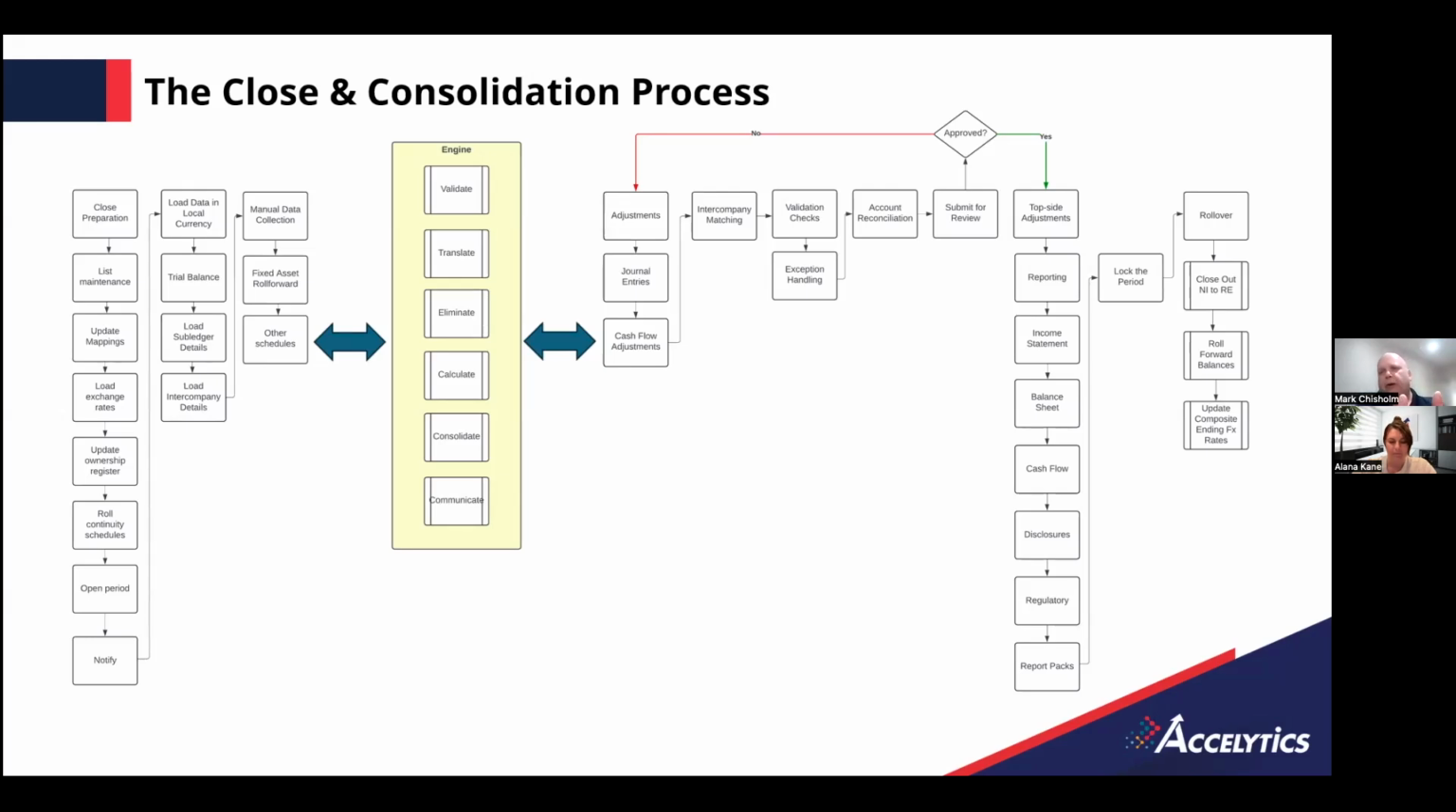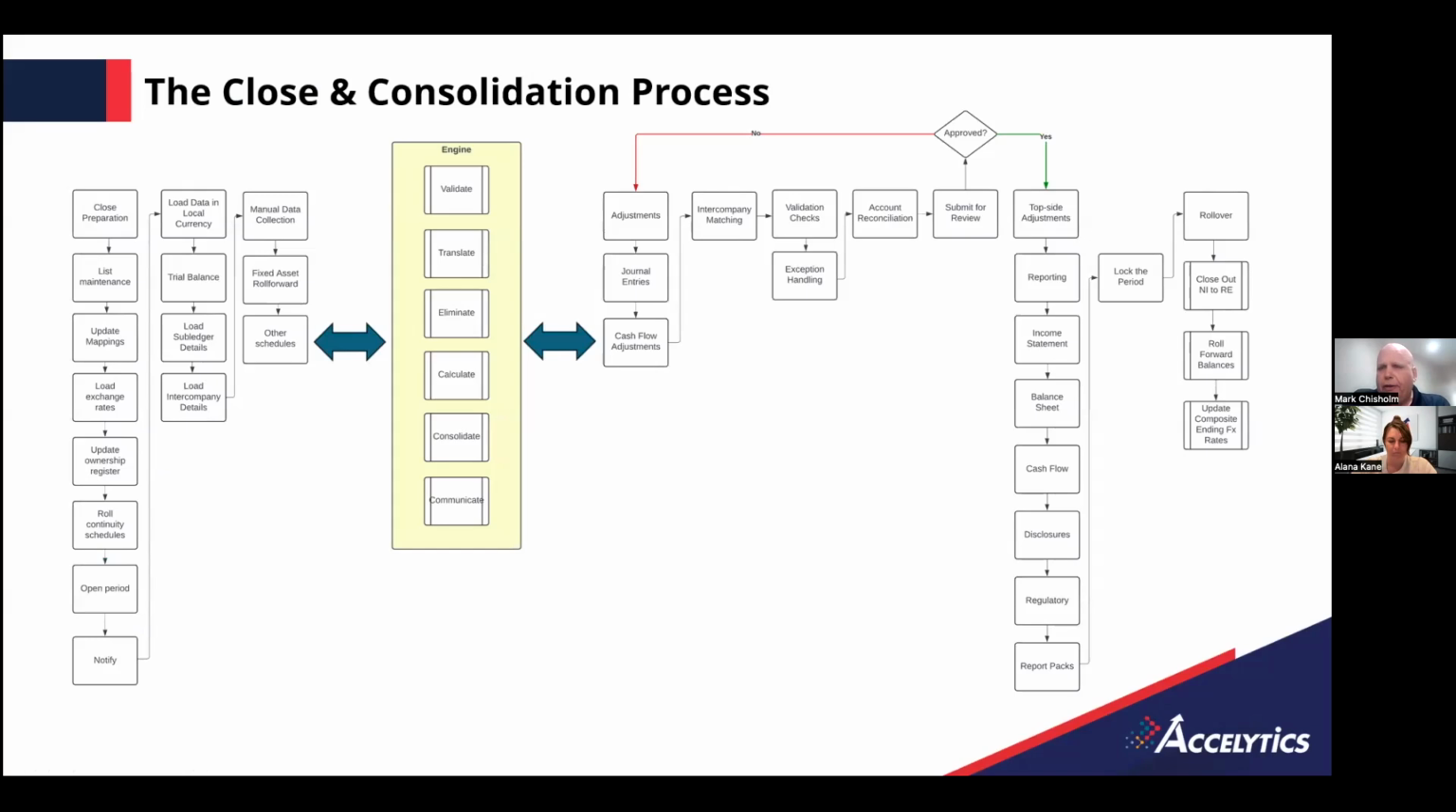And then you've got this part in the middle, which is what I call the engine. Some of you might have a consolidation solution in place already, where that software performs the task of the engine: validating that data, translating it, eliminating it, calculating it, consolidating it, and then doing notifications, etc. Others may not have software in place to do this. They're most likely doing it in Excel, which we'll talk about in a moment. But then you also have an adjustments process. Once you've got data translated and validated, there'll be an adjustment process where you're posting journal entries as well. There also might be cash flow adjustments where, to get to a finalized cash flow, you might have to do some reclassifications, etc.